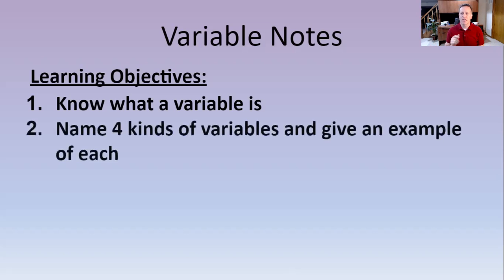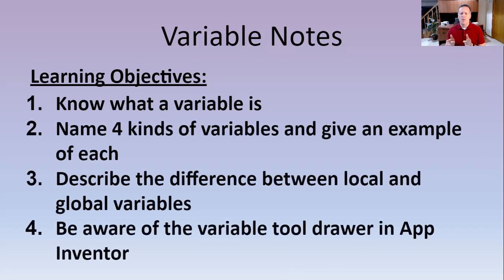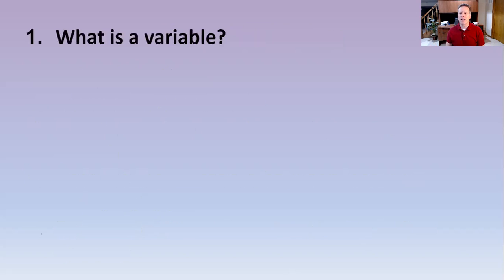Our second learning objective, know the 4 different kinds of variables and be able to give an example of them, and then describe the difference between local and global variables. We are going to spend a little bit of time to look at variables in App Inventor specifically, but that'll be a pretty minor part of this video. The first 3 really are our main learning objectives. All right, so with that said, let's get started.